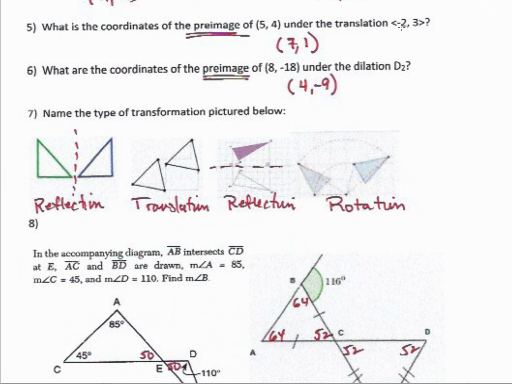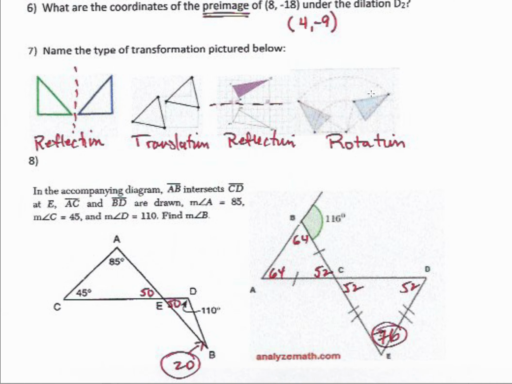So if you went down 2 to get to 5, you must have started with a 7. So do 5 plus 2 to get to 7. And if you went up 3 to get to 4, then go down 3 from 4 to get to 1. And whatever you think your answer is, you can plug it in and see if it works. Does 7 and negative 2 make 5? Yes. Does 1 and 3 make 4? Yes. Next one, what's the pre-image under a dilation of D2? Well, you had to multiply by 2 to get to 8, negative 18. So we have to divide by 2 to get to 4, negative 9. Okay? And again, plug it back in, go forward to check yourself.